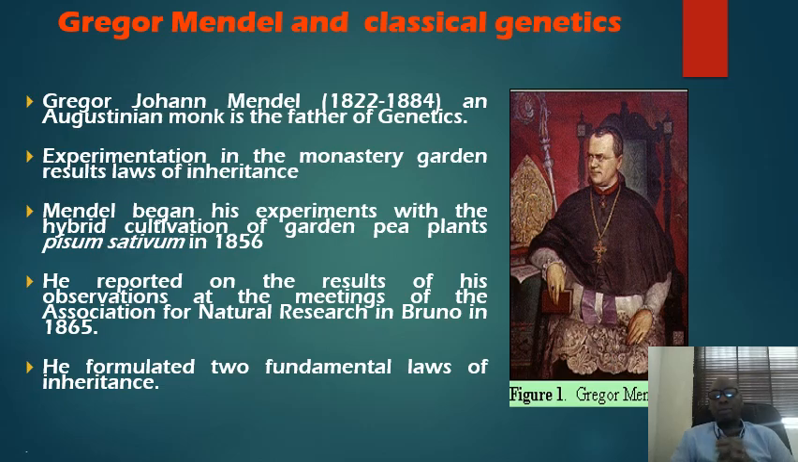Now, let's look at Gregor Mendel and classical genetics. Gregor Mendel is regarded as the father of genetics because of his work on the garden pea, Pisum sativum, for a period of 7 to 8 years. He was an Austrian monk and carried out genetic crosses in the garden of the monastery with over 28,000 pea plants.